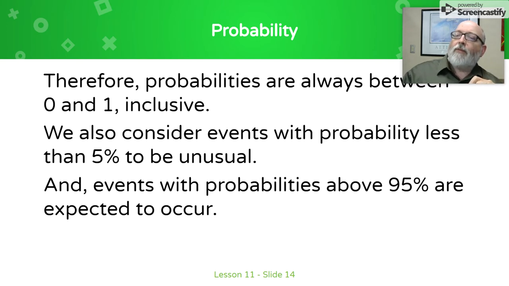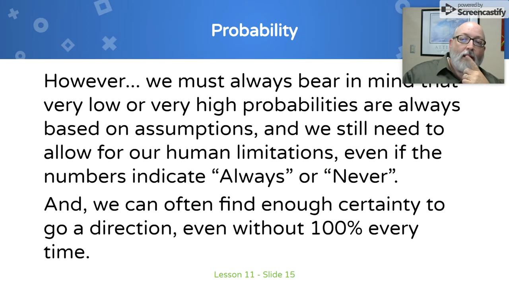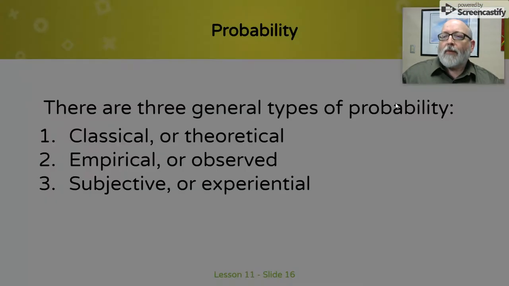We also consider events with probability less than 5% to be unusual, and events with probabilities above 95% are expected to occur. However, we must always bear in mind that very low or very high probabilities are always based on assumptions, and we still need to allow for our human limitations, even if the numbers indicate always or never. And we can often find enough certainty to go a certain direction, even without 100% every time.